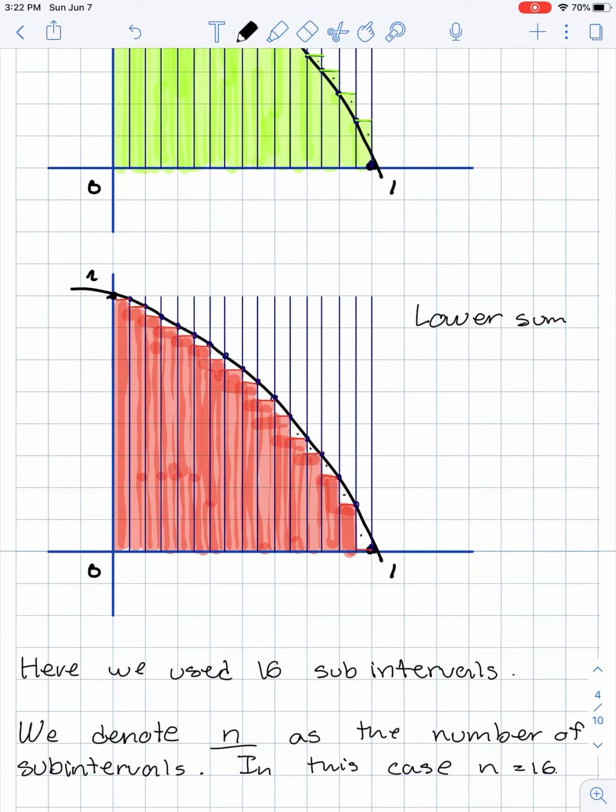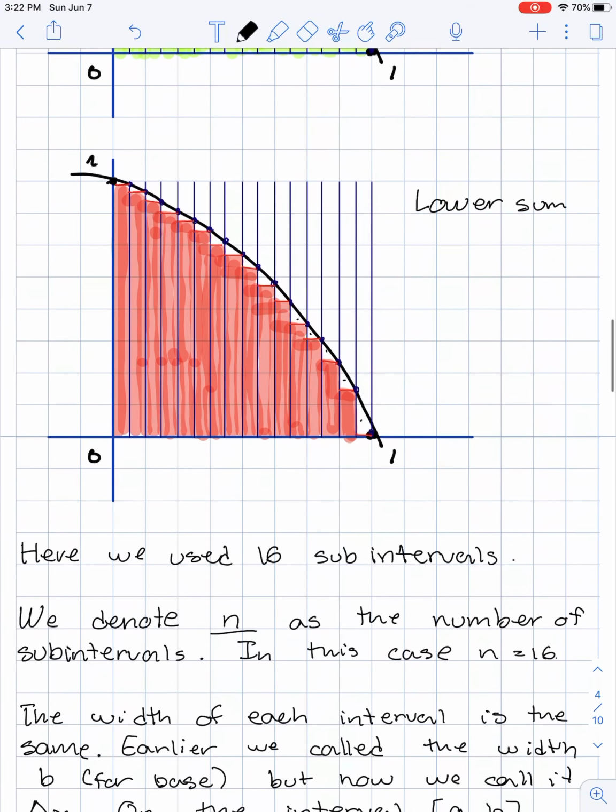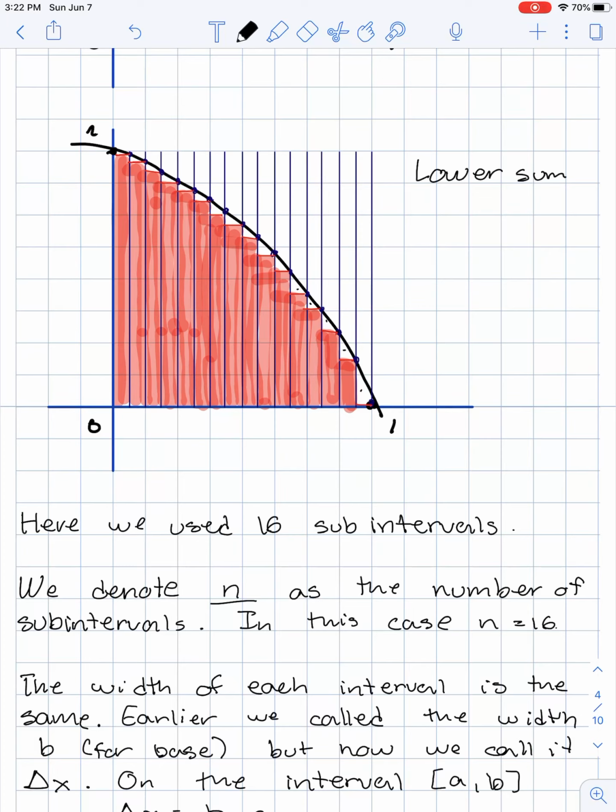So here we use 16 subintervals. We denote n as the number of subintervals. In this case, I use 16, so n is 16. The width of each interval is equal. It's the same. I'm not going to change it. We'll talk about next section briefly about why some people might change them. I'm not a fan of that.